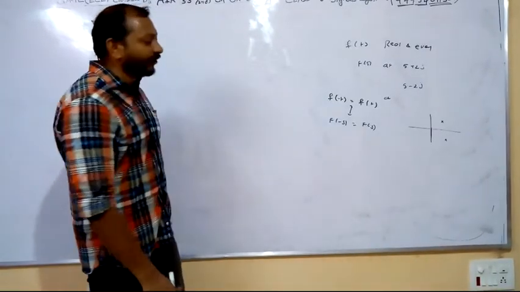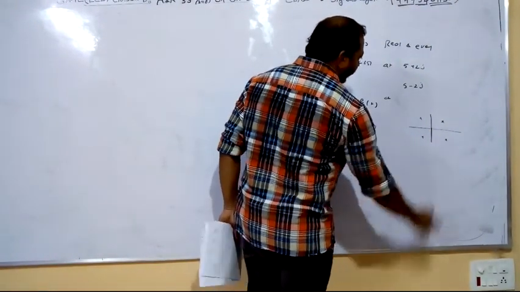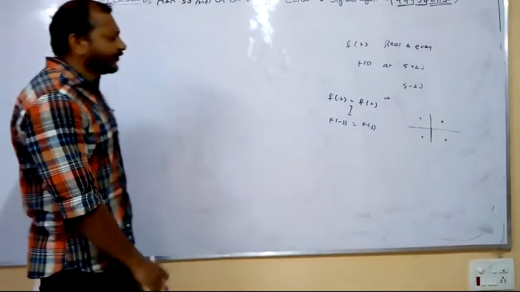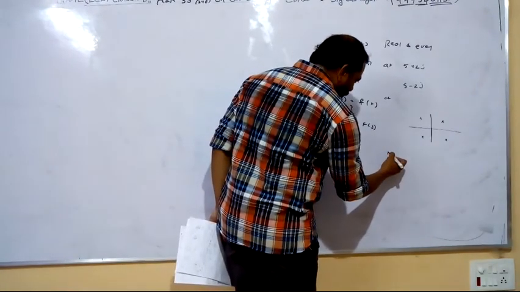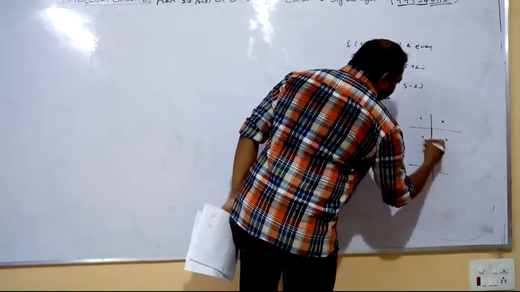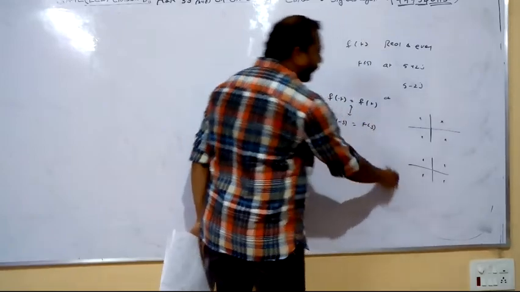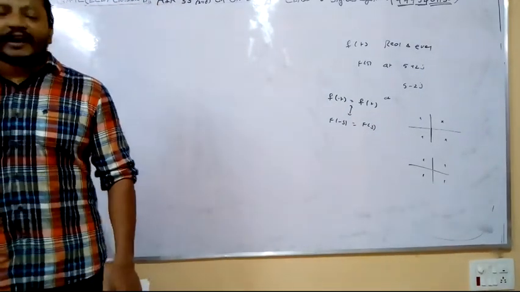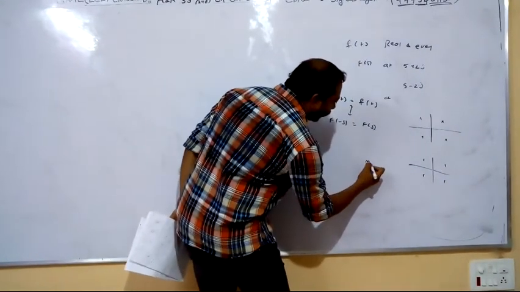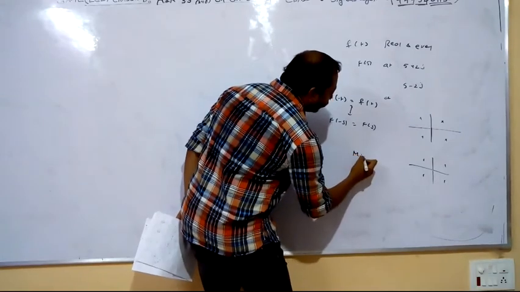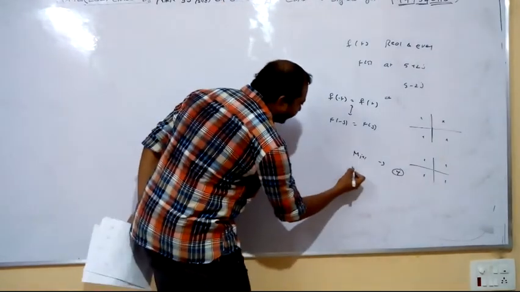To satisfy f of s equal to f of minus s, there should be two more poles exactly in the opposite, symmetrical position with respect to the j omega axis. If you consider f of s, whatever the values are here will appear there, and whatever the values are there will appear here. So the corresponding magnitude will be the same. The minimum number of poles to satisfy this condition is equal to 4. And what about the zeros?